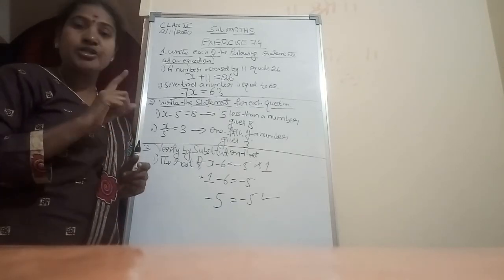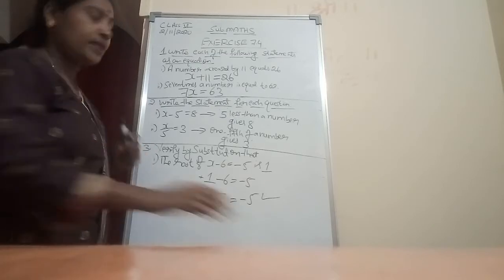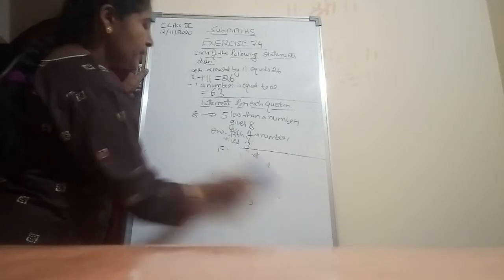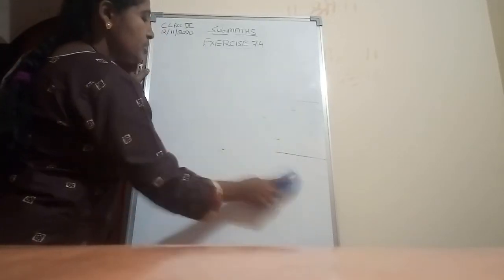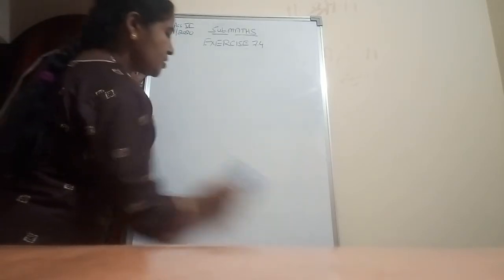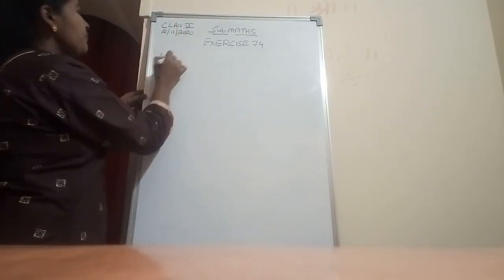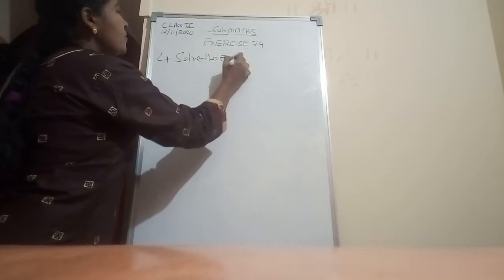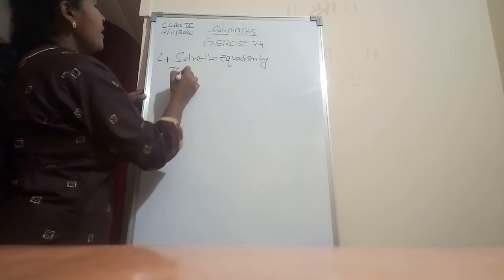Now the fourth main question: solve the following equations by the trial and error method, on page number 158. I will show you one example, children. The remaining questions you try to solve. Other questions are almost easy only. There is no difficulty. Okay. Fourth main: solve the equation by the trial and error method.